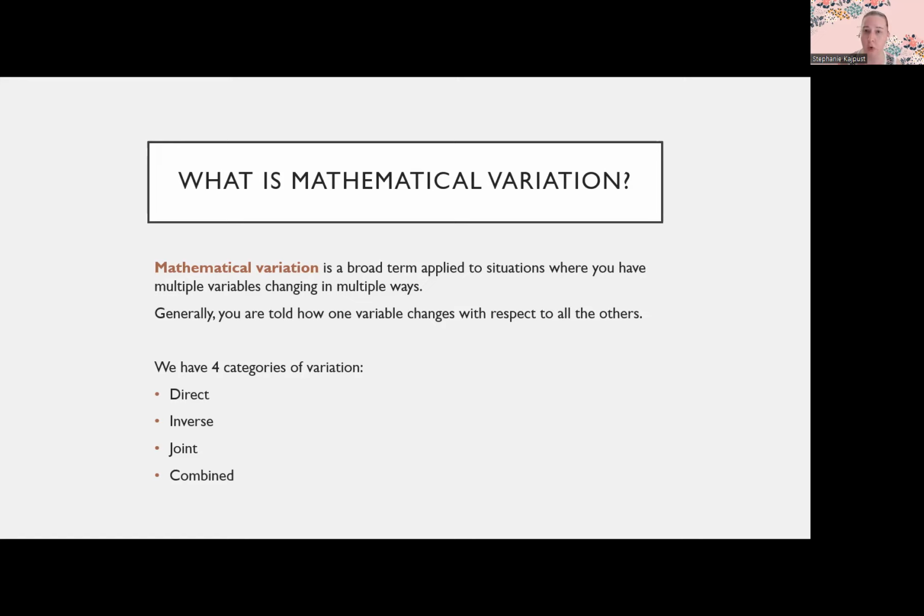So we have 4 categories that we place variation in. There is direct, inverse, which sometimes people call indirect, indicating the opposite of direct, joint, and then combined. So we're going to talk about these 4 different categories.